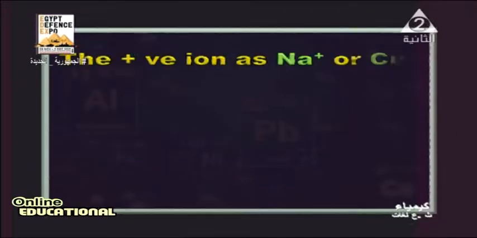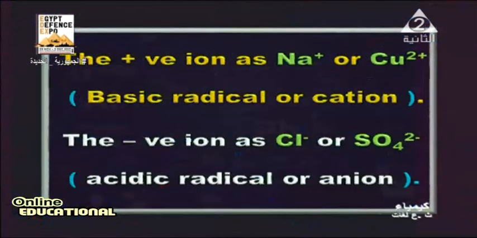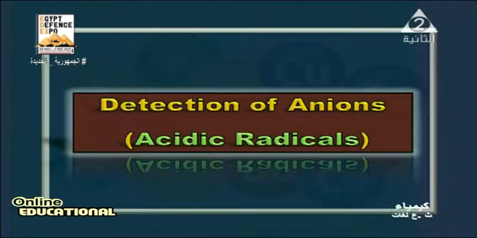So, the positive ions, sodium and copper, come from the base, so they are called basic radicals or cations. And the negative ions, chloride ion and sulfate anion, come from acids, so we call them acidic radicals or anions. In this episode, we are going to discuss the detection of anions, which are acidic radicals.